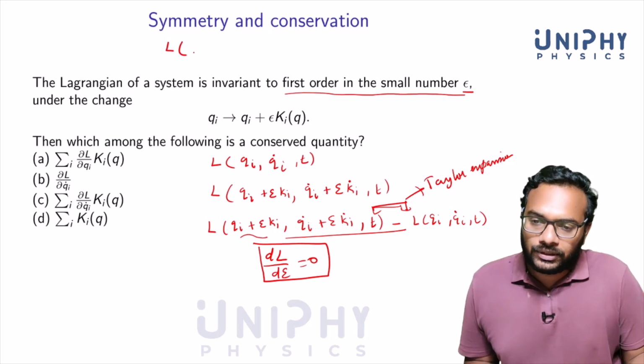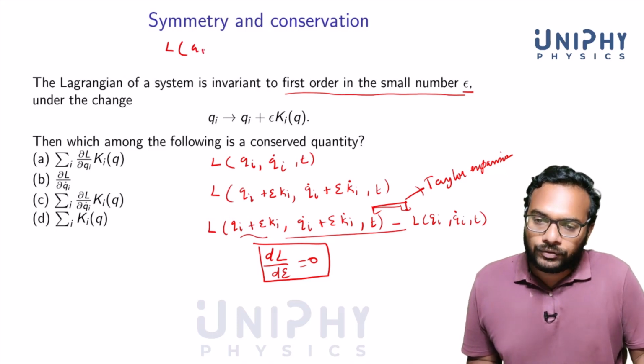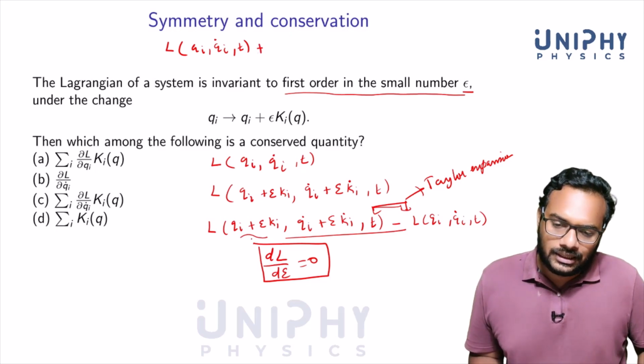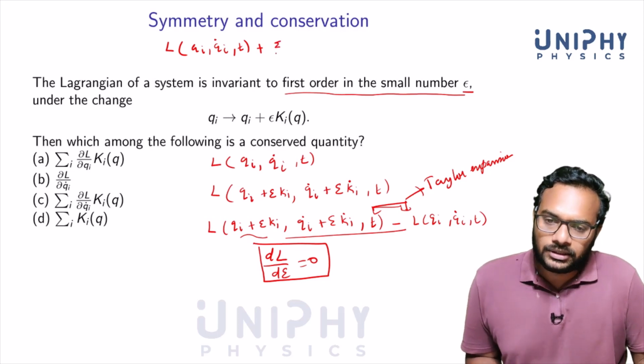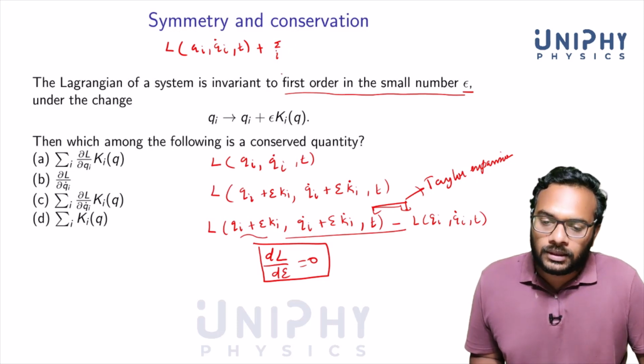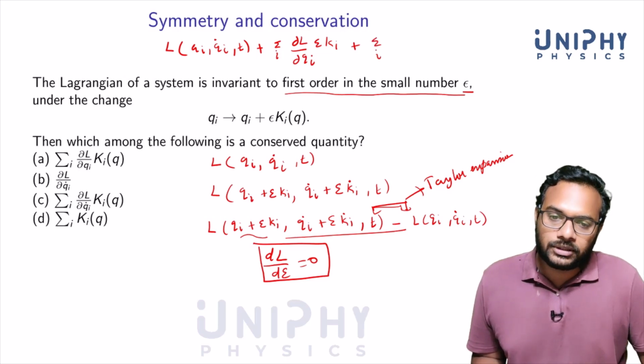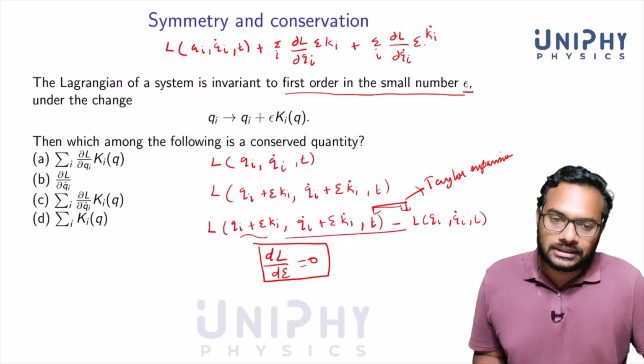If you make a Taylor expansion of this, this would be L of qi, qi dot, t, plus, since there are n coordinates here, a summation over i of dou L by dou qi multiplied by epsilon ki. Plus there's also a term from here, so you do a summation over i of dou L by dou qi dot multiplied by epsilon ki dot. That's the first order term.